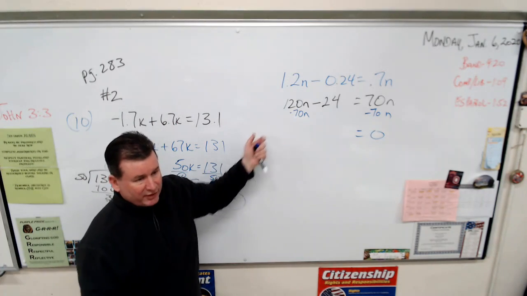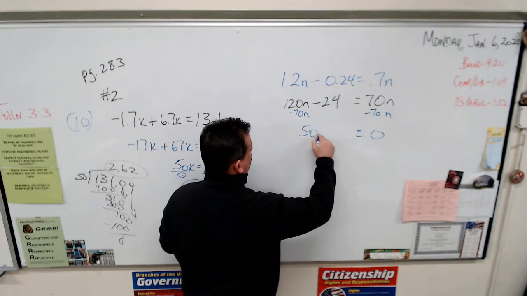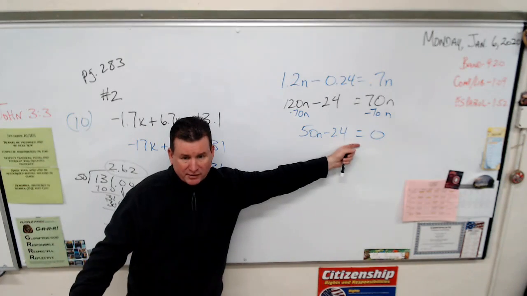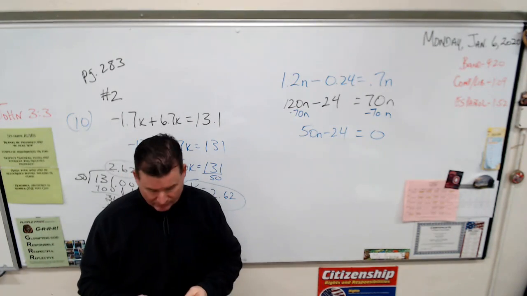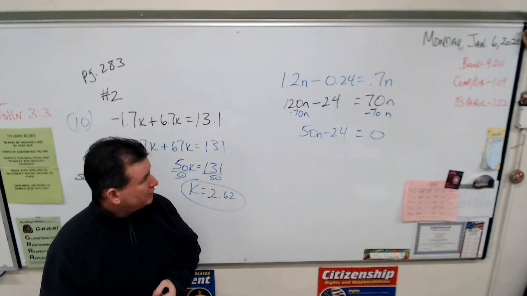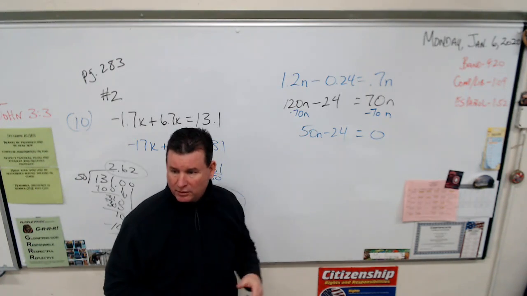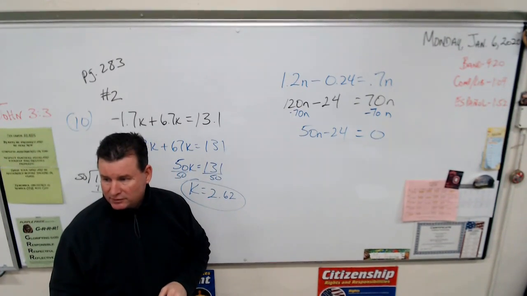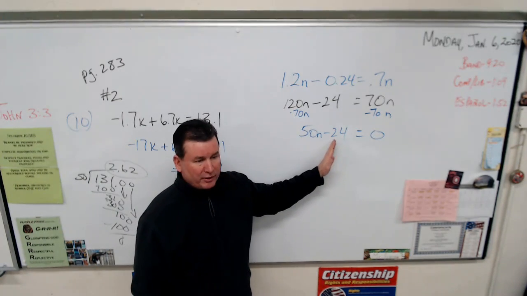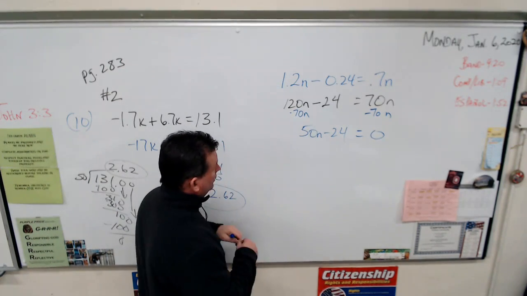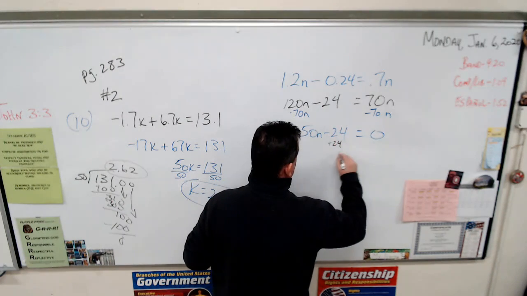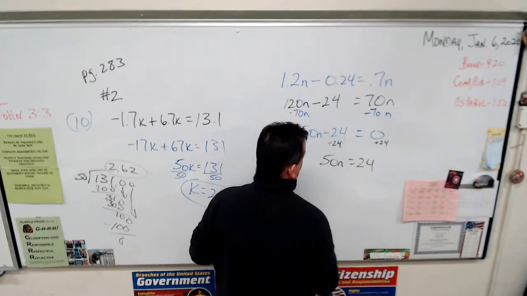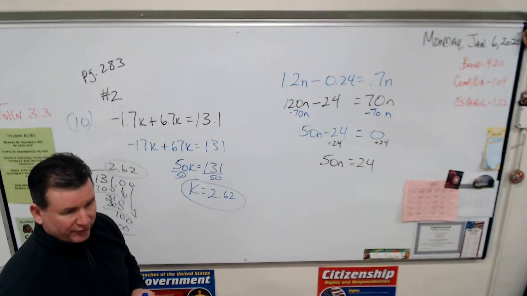What's 120 minus 70? 50n. Minus 24. Okay. And now there's 0 over here. That's all right. David. There isn't. 0. Because I had 120n minus 70n. Now I got 50n. Okay. How do I get rid of the 24? Add 24. 50n equals 24. How do I get rid of the 50?